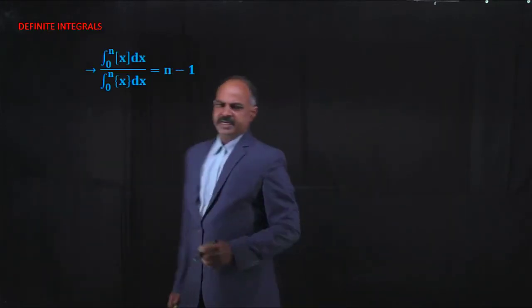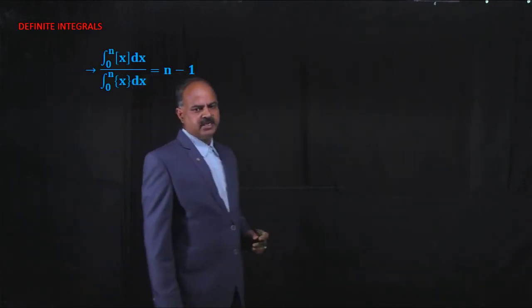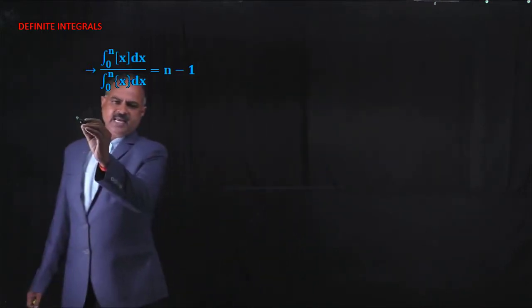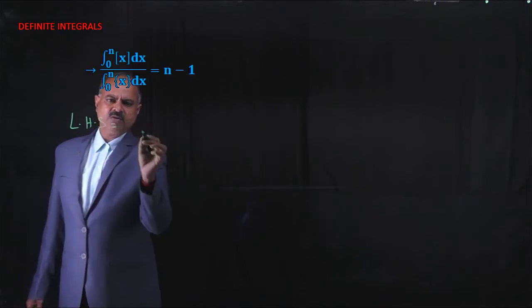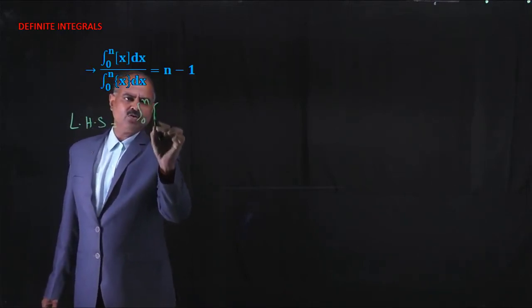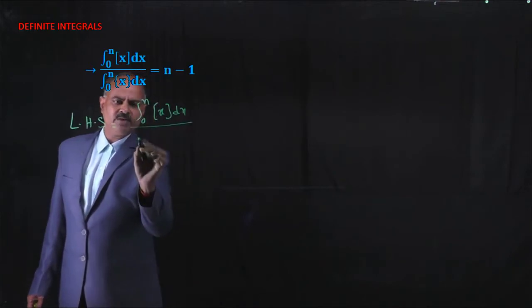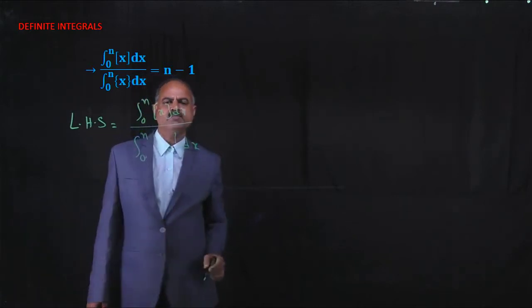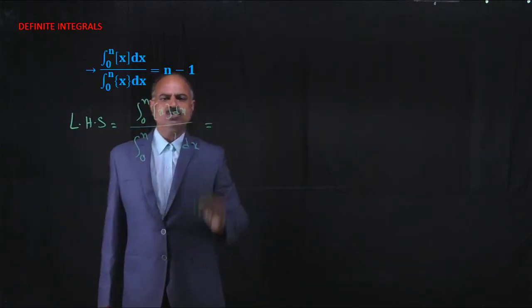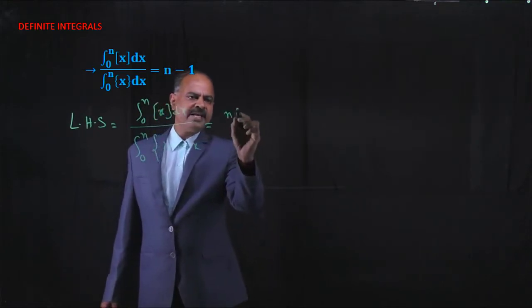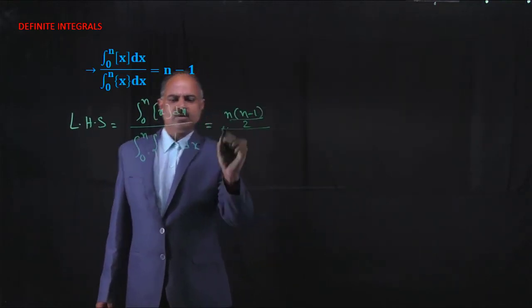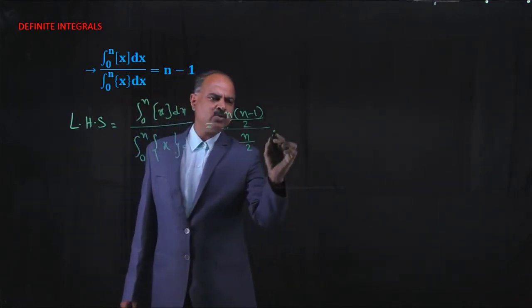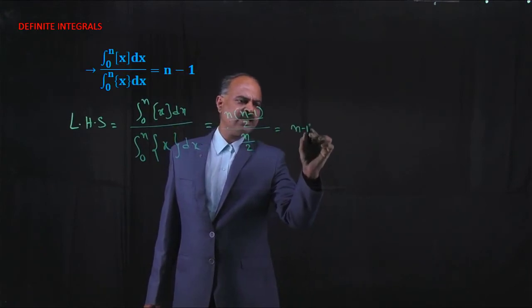Next problem: integral 0 to n of floor x dx divided by integral 0 to n of the fractional part of x dx. So take the LHS, that is equal to integral 0 to n of floor x dx divided by integral 0 to n of the fractional part of x dx. We know that integral 0 to n of floor x dx equals n(n minus 1)/2, and integral 0 to n of the fractional part of x dx equals n/2. So that is equal to n minus 1.